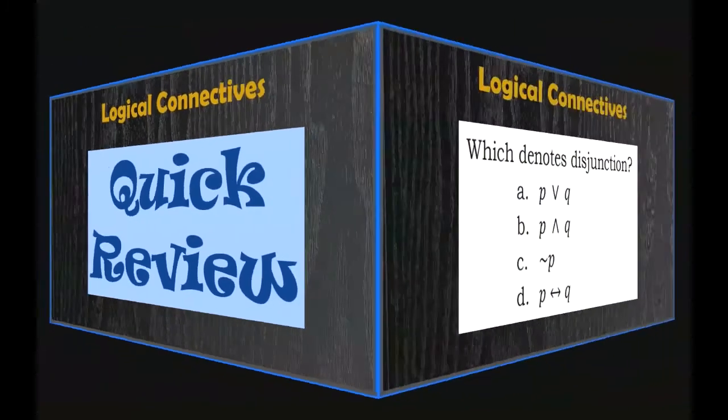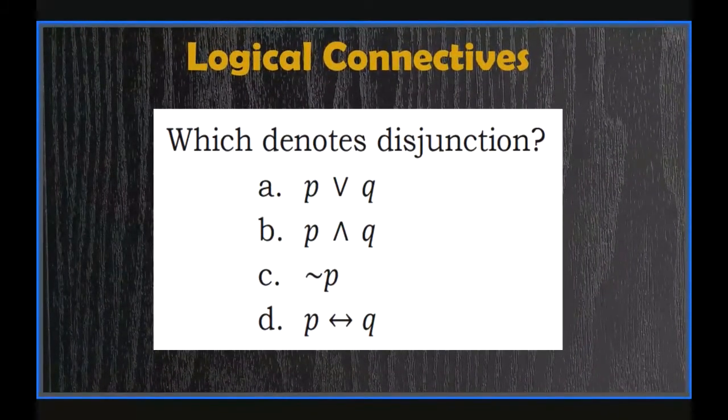Alright? Let's now have a quick review of our short lesson, okay, on symbols and truth tables. First question, which denotes disjunction? Okay? Alin dyan ang logic symbol for disjunction? It is letter A. Yeah? Okay? Binabasa yan as P or Q.